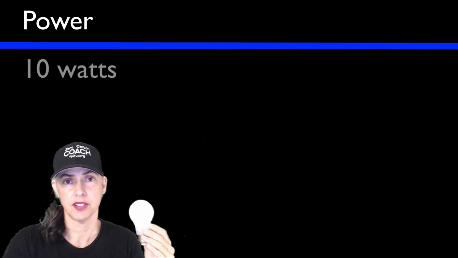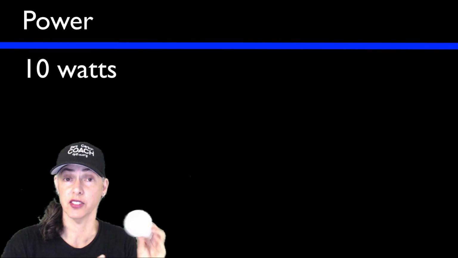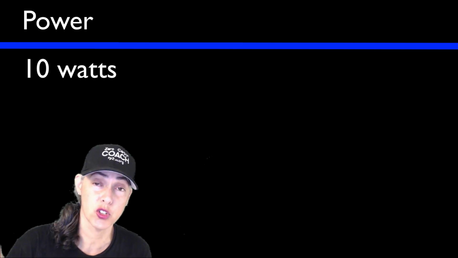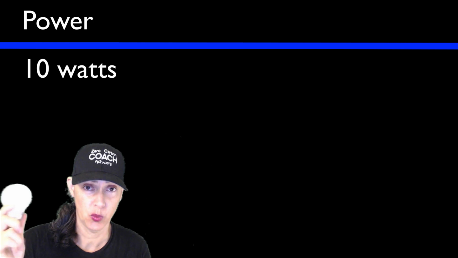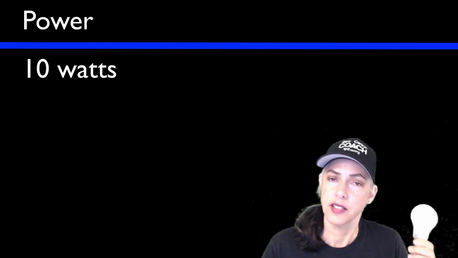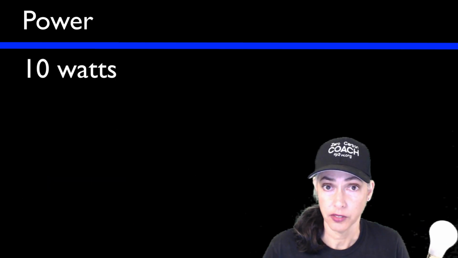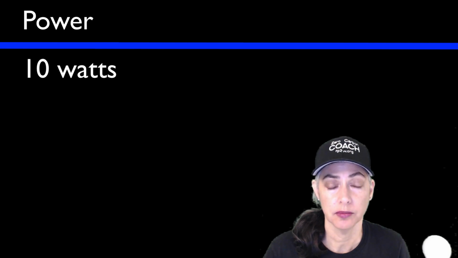Here's an LED light bulb. It's 10 watts. So it's a really nice energy saver, and if you haven't already done so, you should replace all your lights with something like this. It's 10 watts whether or not it's on or off. The watts is the power.